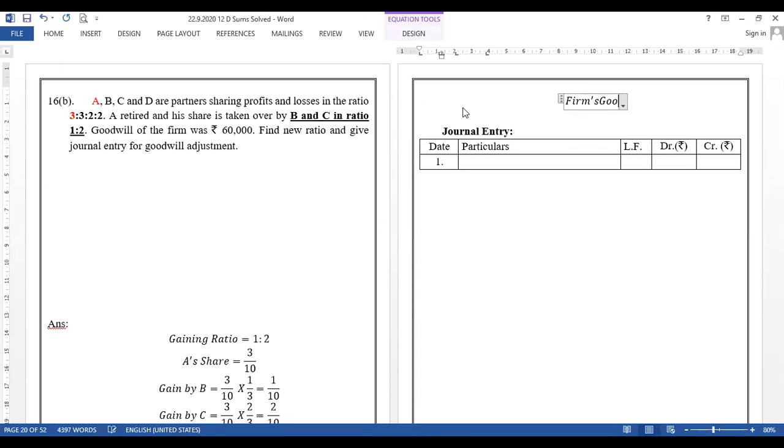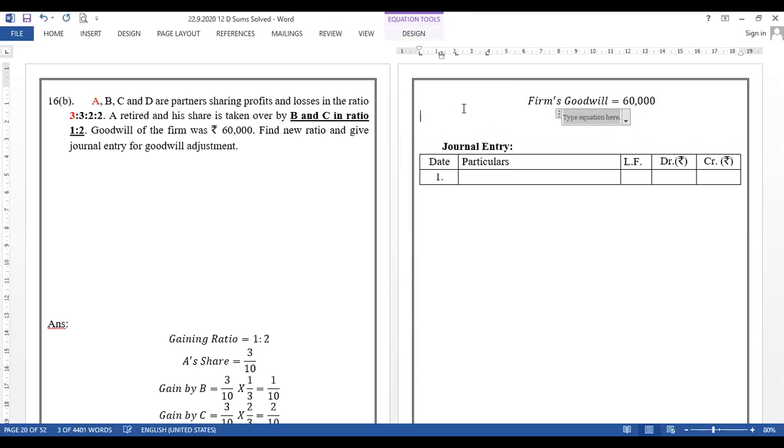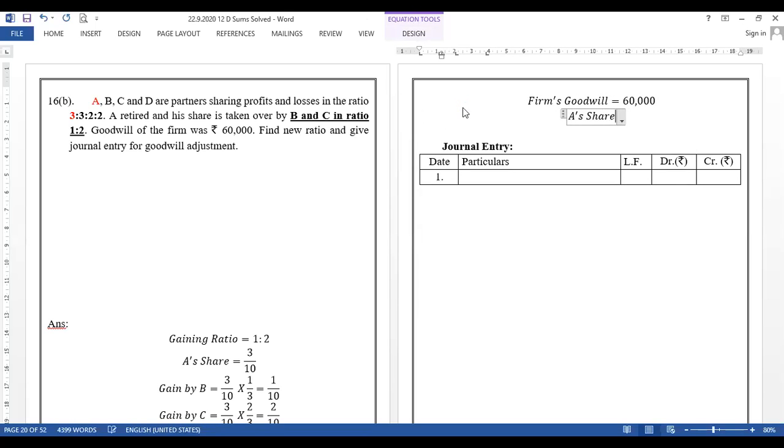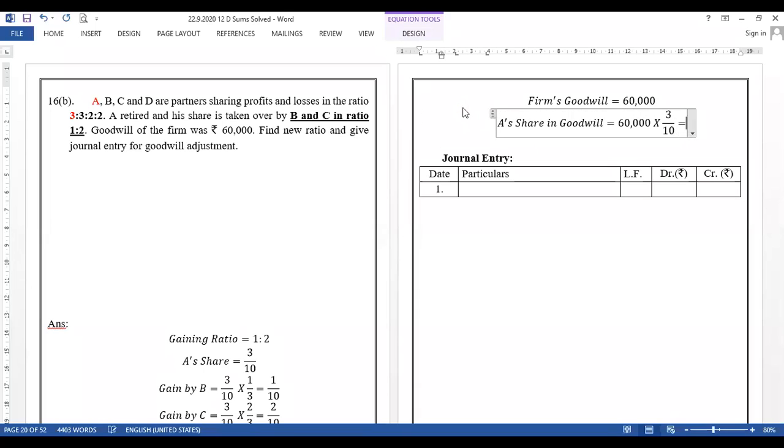Firm's Goodwill is equal to rupees 60,000. As I told you, from here we need to find the retiring partner's share. A's share in Goodwill will be 3 by 10, so 6 threes are 18,000.